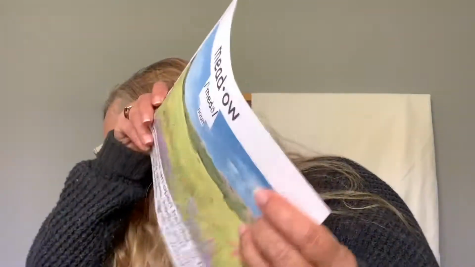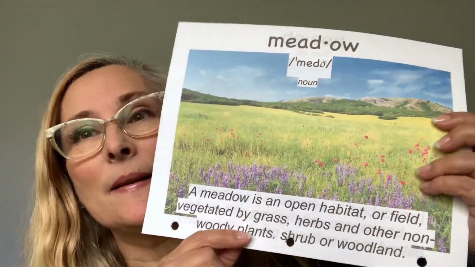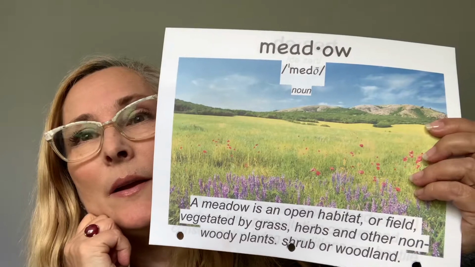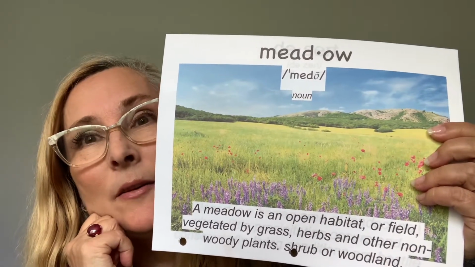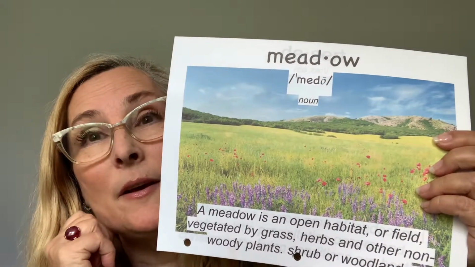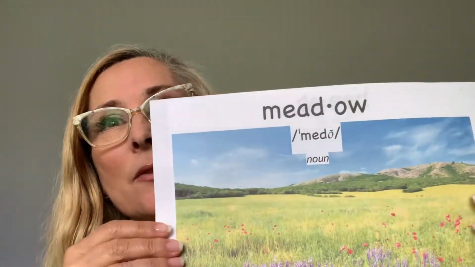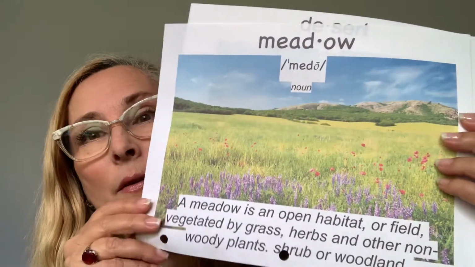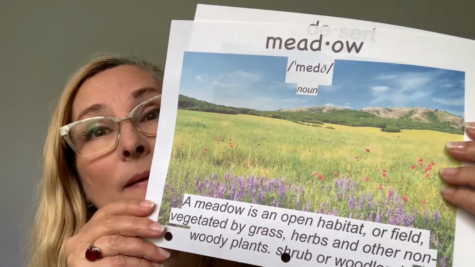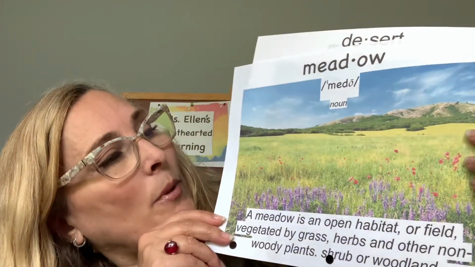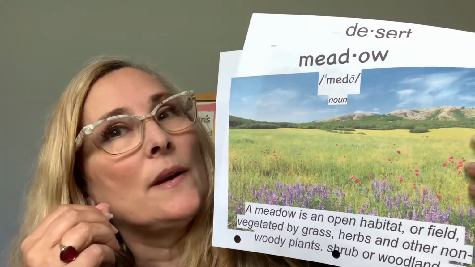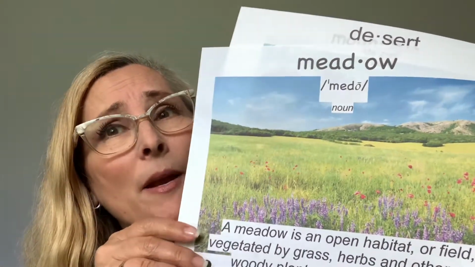Meadow, 2 syllables, meadow. It's a grassland. It's an open area with lots of grass. There can be many different types of grasslands. Meadow is one of them. There can be a tundra, a plain, a savanna. Those are all different types of grasslands, all right? So places that don't have a lot of trees, maybe a bush here and there, but primarily it's grasses.